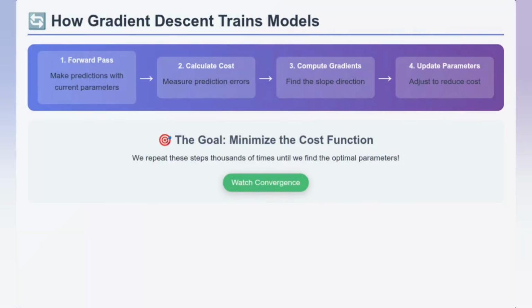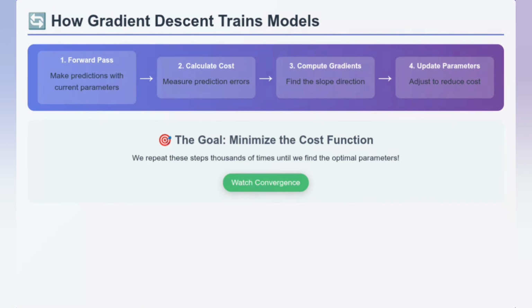Let's break down exactly how gradient descent trains a model. There are 4 main steps that repeat in a loop. Step 1, forward pass. We make predictions with our current parameters. Step 2, calculate cost. We measure how wrong our predictions are using a cost function. Step 3, calculate gradients. We find the slope of the cost function with respect to each parameter. Step 4, update parameters. We adjust our parameters in the direction that reduces the cost.